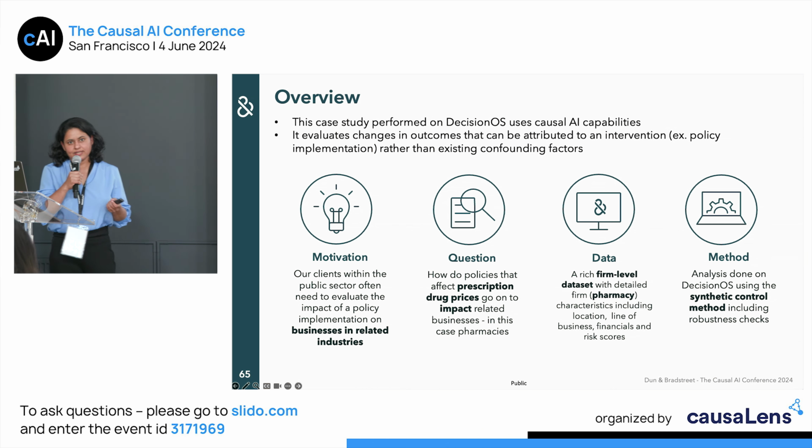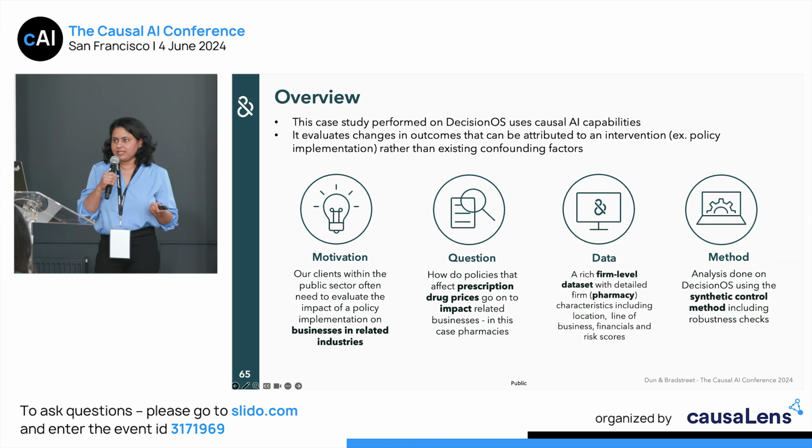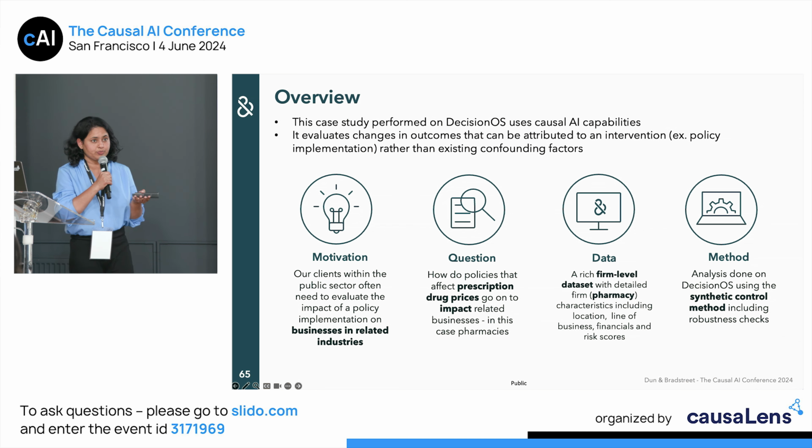What is this study? In our experience, when lawmakers implement a regulation, they are, of course, worried about the impact on the target group, but they are also worried about the impact on the ecosystem that the regulation hits. In our case, as you know, prescription drug pricing is a big topic, and many states have implemented regulations to reduce prescription drug pricing.